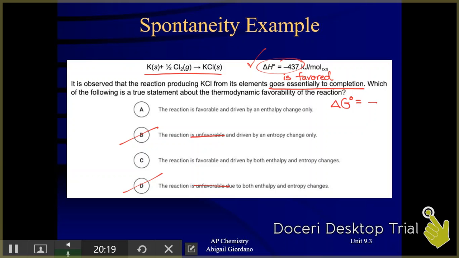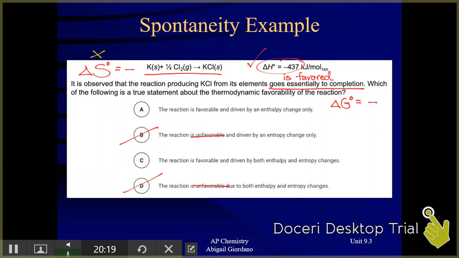Looks to me like it's becoming more organized, which means that the delta S is negative. And let's review something we looked at on the previous slide. Is a negative delta S something that is typically favored? Yes or no? The answer is no, it's not.